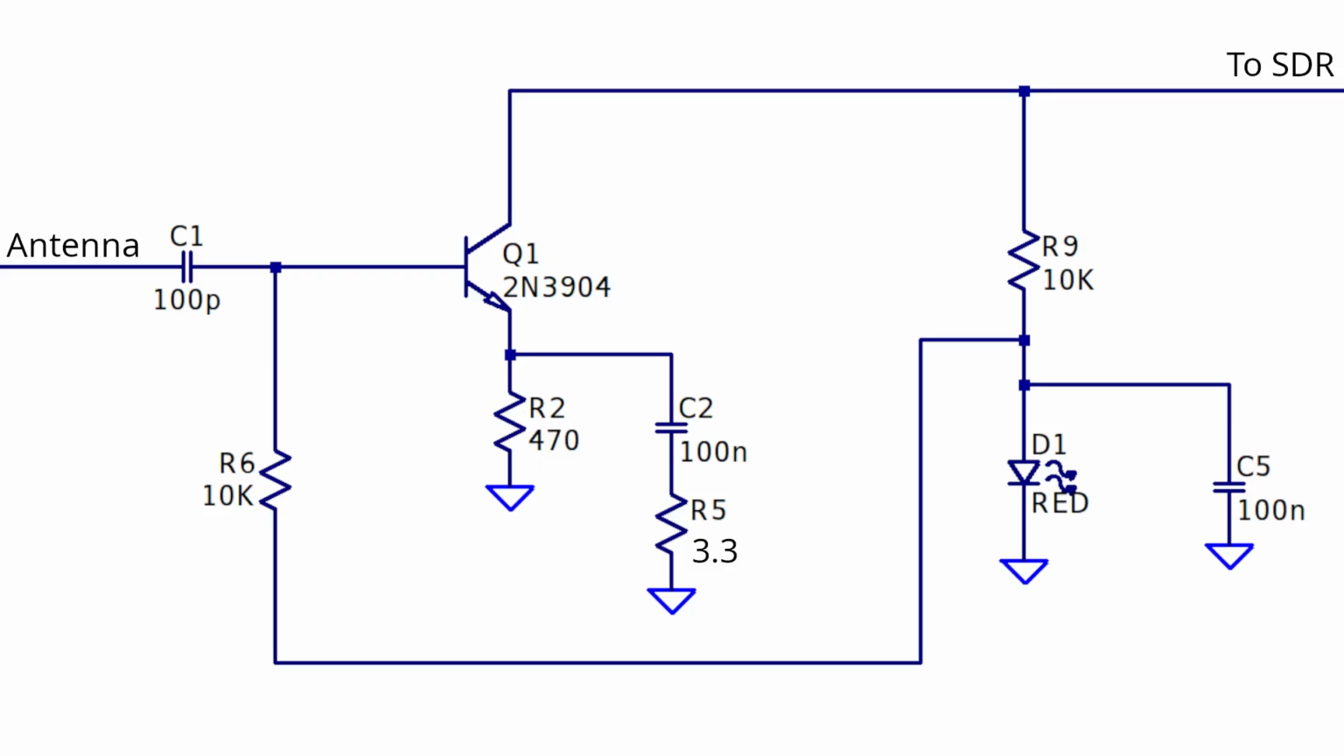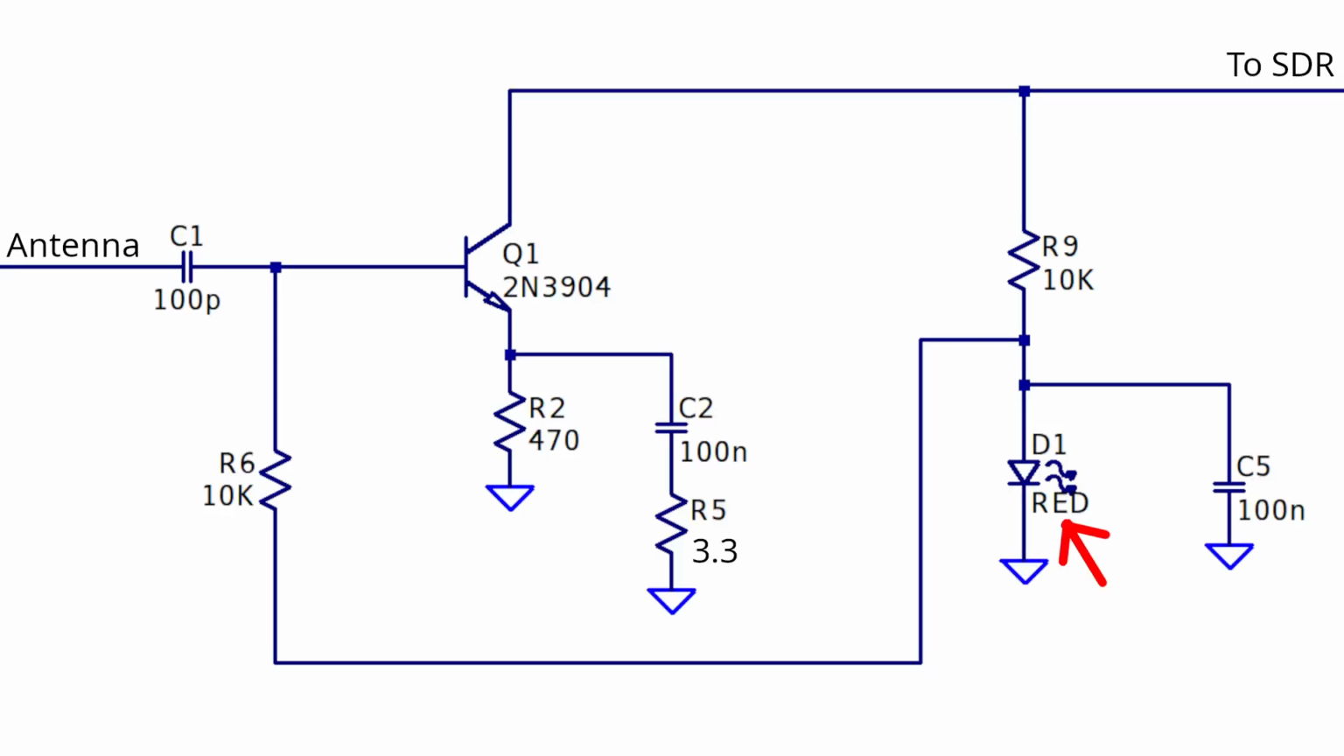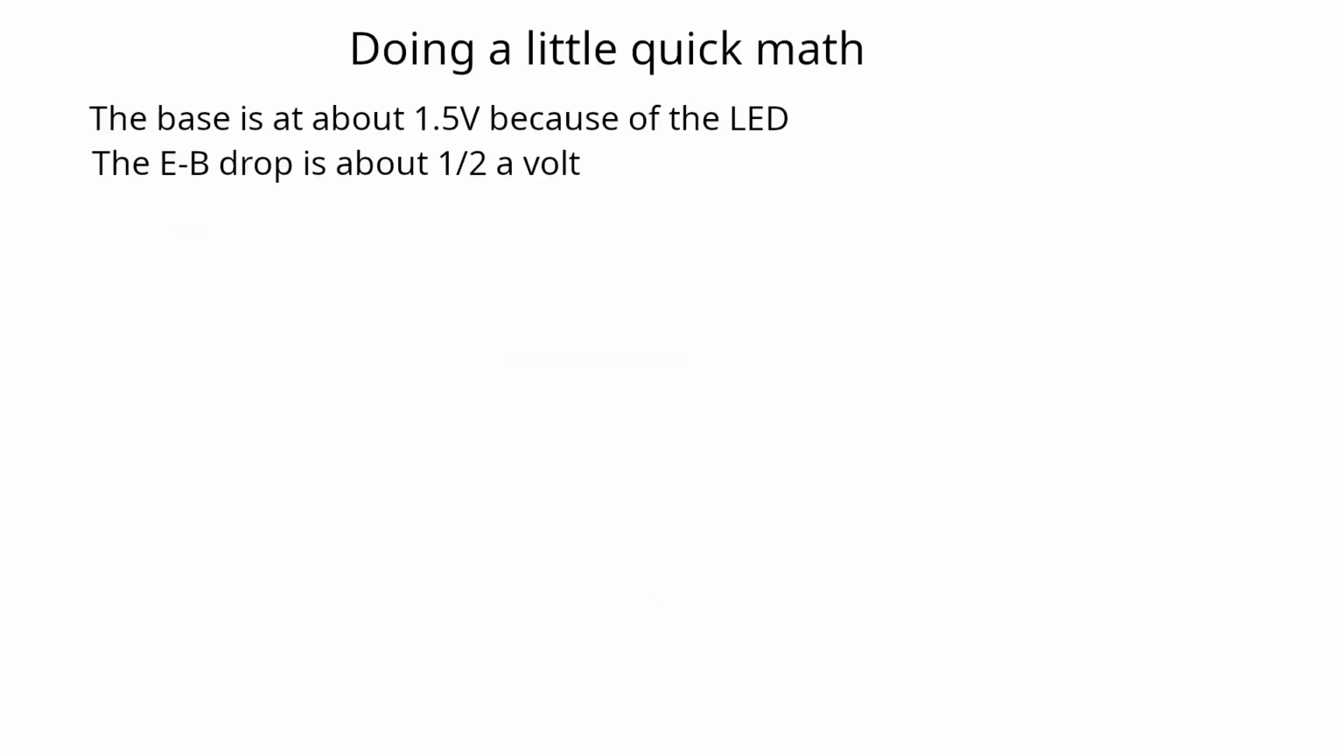This is the schematic for the amplifier I decided to build. I will now take you through the design, doing a little math, but not too much. I opted to use a red LED because a red LED has a forward voltage of about 1.5 volts. We can assume there is no voltage drop on R6, so the base is at the same voltage as the LED. This puts about 1 volt on the emitter of our transistor.